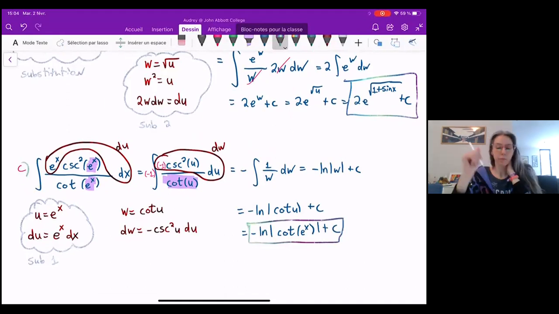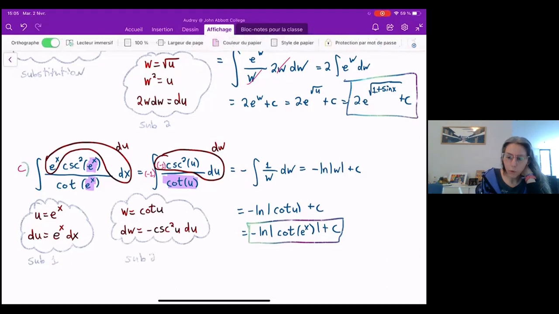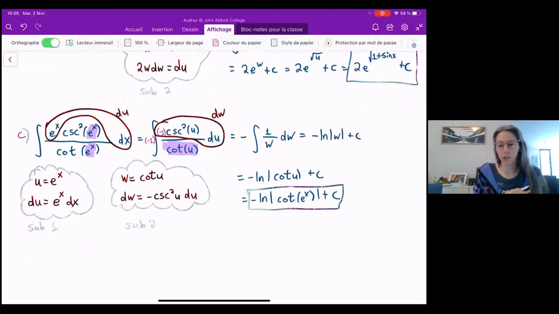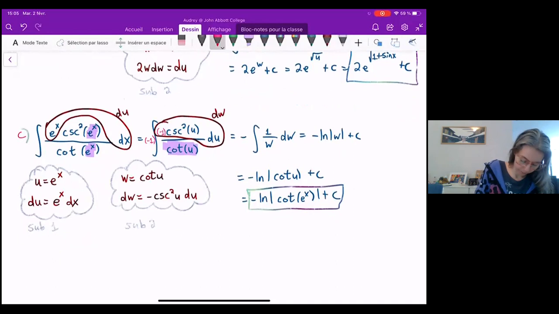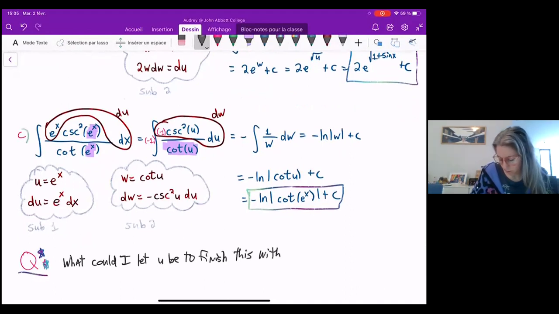And now I ask you, try to answer the question before I write it down. What substitution could I have done in order to do this with just one substitution? So what would have been the good substitution to finish this in one go? What substitution? With just one substitution.